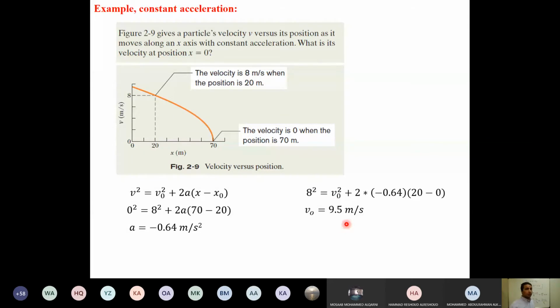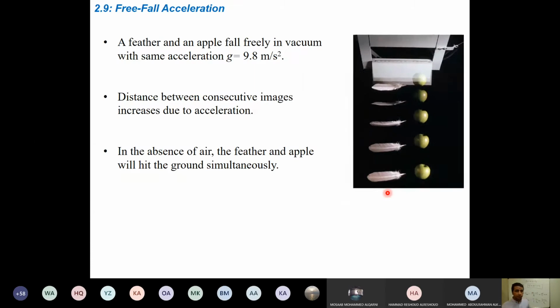But you can also choose to consider the entire curve, and for that, the initial speed is not known, the final speed is 0. So instead of 8, you will put 0. But x is 70 and x naught is 0. In that case, you can apply it again, and you will get exactly the same answer as we got here. So both cases are giving you the same answer. It's up to you which one is easy for you. You choose that.